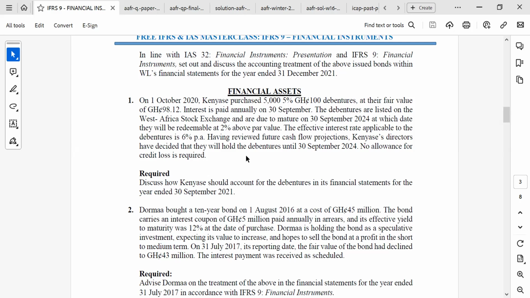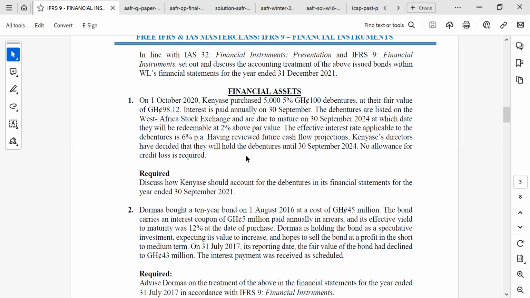Are they holding this particular investment for speculative reasons? No. Are they holding it because they don't know whether they should sell or hold up to maturity? No. Okay, but they are saying that they are going to be holding this particular instrument up to what? Up to maturity. So this will be classified through amortized cost. So the directors of Kenya State should classify the instrument as a financial asset through amortized cost.